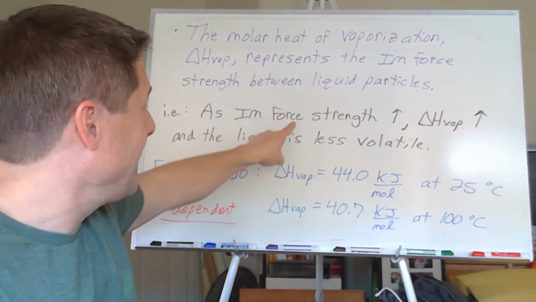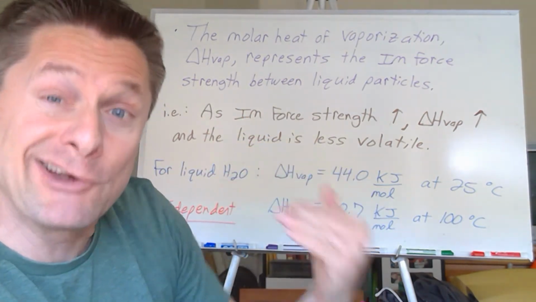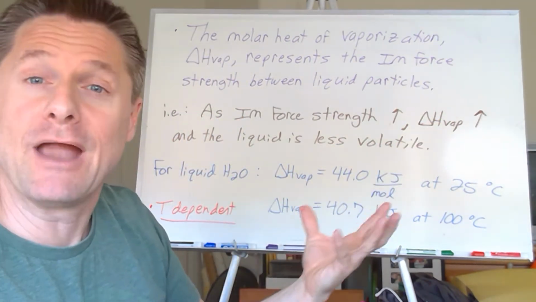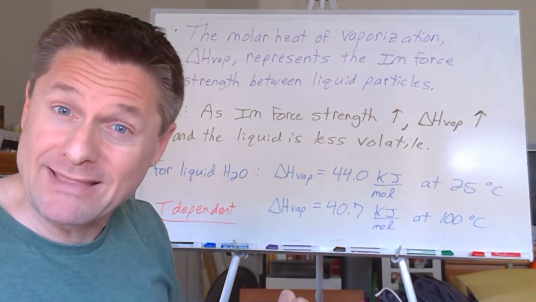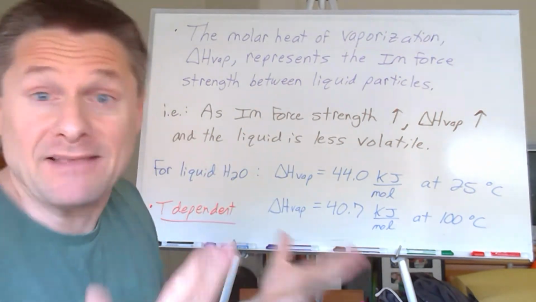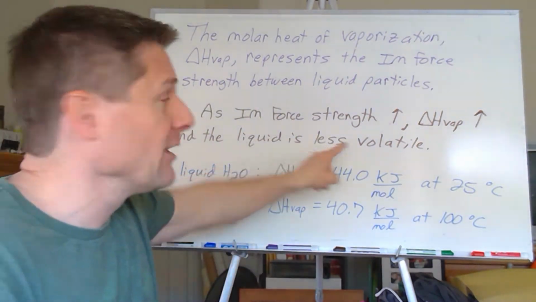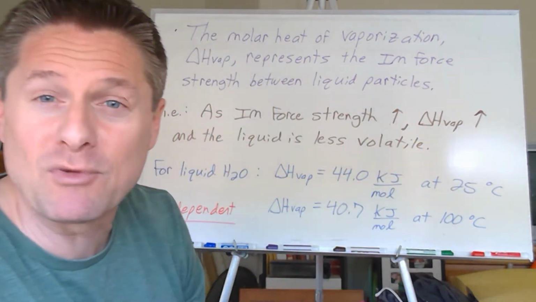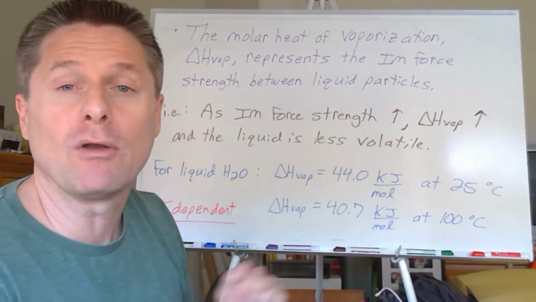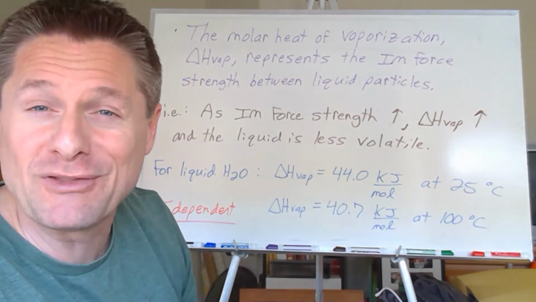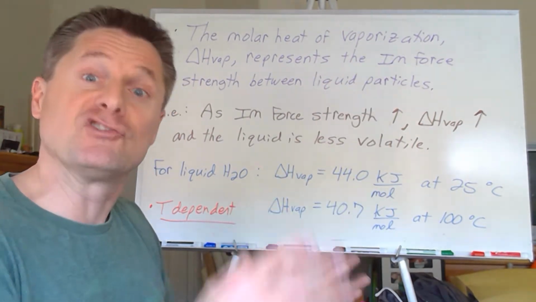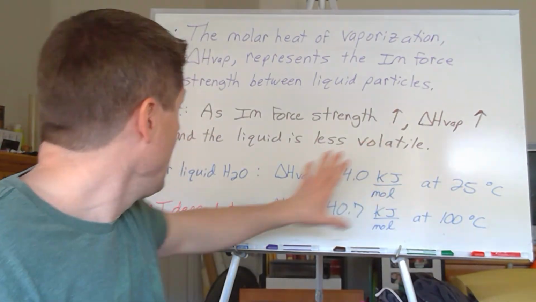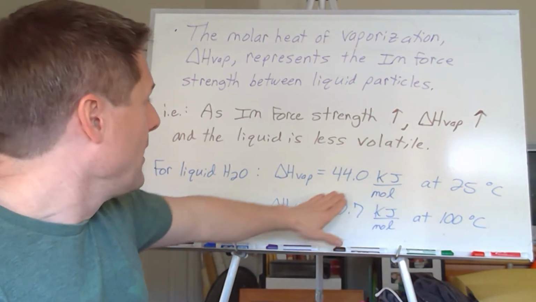But does it make sense that as the intermolecular force strength increases, the molar heat of vaporization will be a higher value? It takes more energy to separate the liquids into the gas phase. I hope that makes common sense. And therefore, the liquid will be less volatile. So liquids with high molar heats of vaporization, strong intermolecular forces, are less volatile. They'll have fewer particles in the gas phase at a given temperature versus liquids with smaller molar heats of vaporization. Right on?